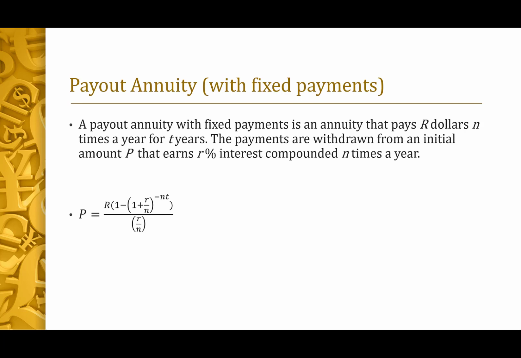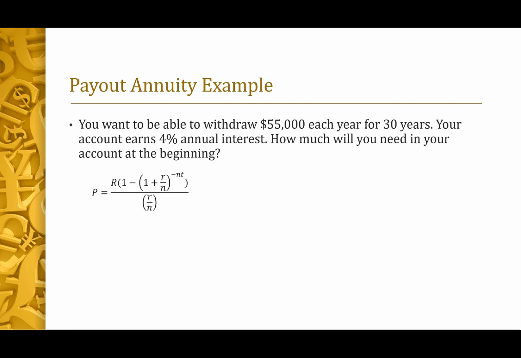So again, we have a formula. I have P is equal to R times parentheses 1 minus parentheses 1 plus r over n to the negative nt, all over r over n. I'm not going to do this with the formula. We're going to use the financial calculator that I showed you. So we're going to have to make a slight little change to make it happen, but it's not going to be a big deal. So let's try that.